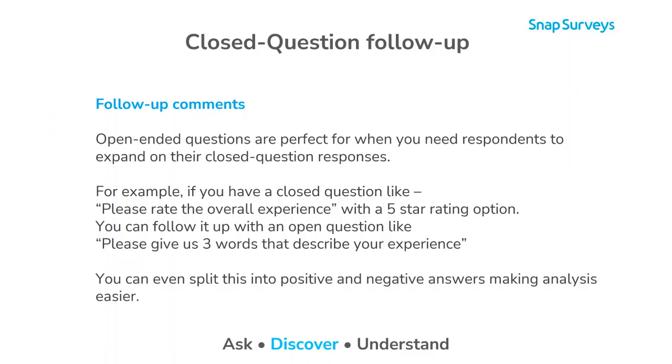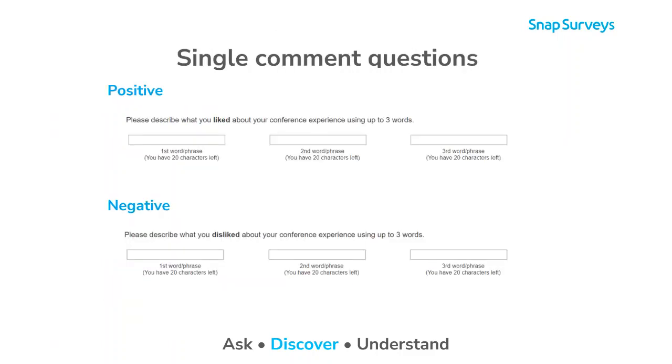So that's very clever. You can even route. For example, if they scored very low, your open-ended question might be, we're sorry, please give us 3 words that could improve your experience, for example. And with these types of shorter follow-up comments, you can split them into positive and negative answers, making analysis much easier. I have to say that if you split them up the way that we're going to do it today, it gives you some really great results, as you'll see.